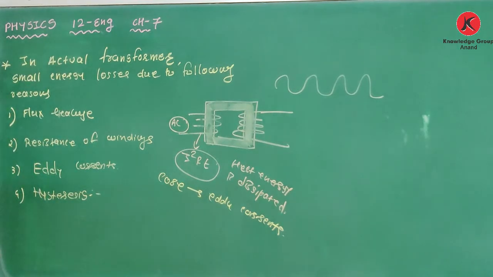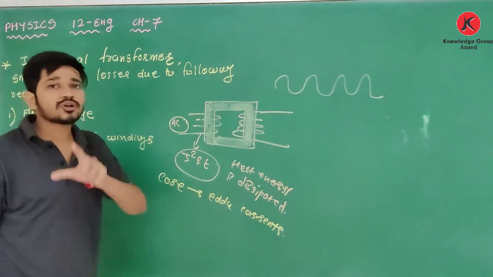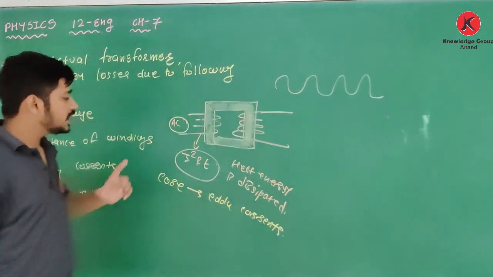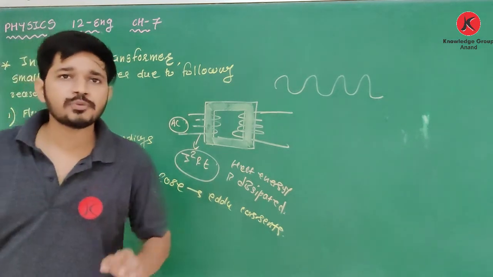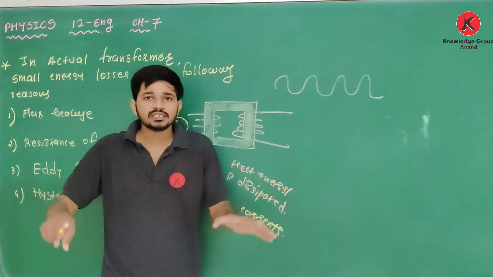So in an actual transformer, there are small energy losses due to the following reasons. This theory you have to write from your textbook: what is flux leakage, what is resistance of winding, eddy currents, and hysteresis. And for transformer, this is it.